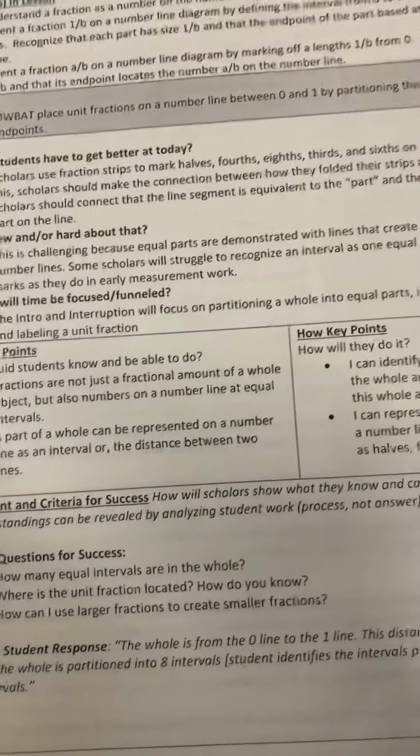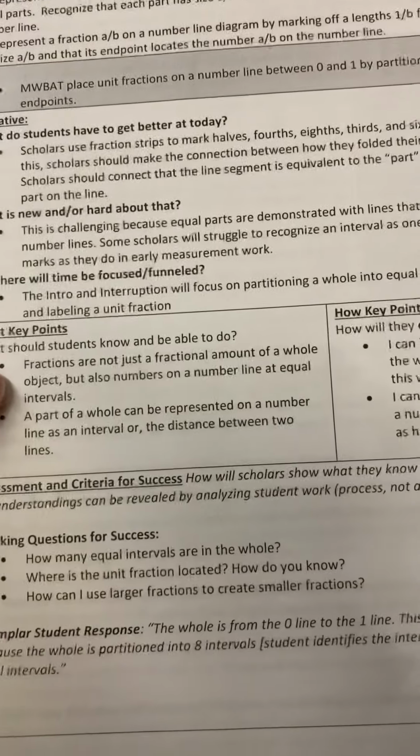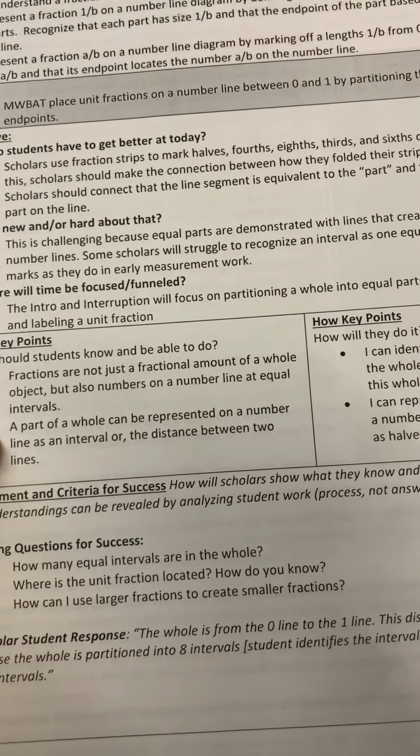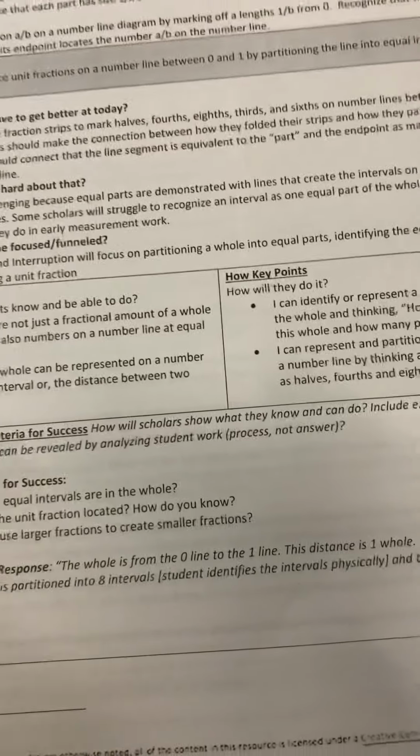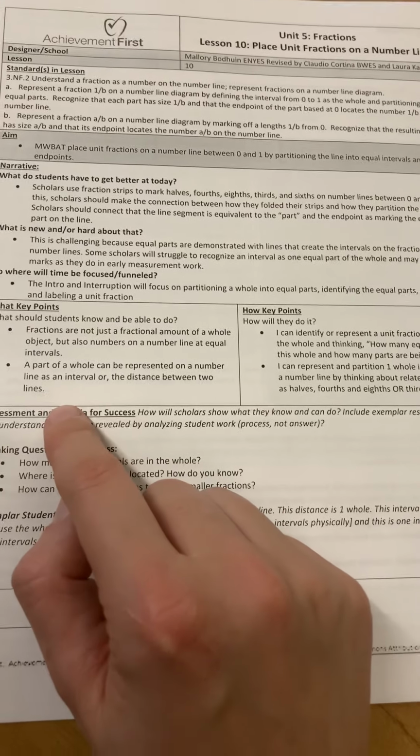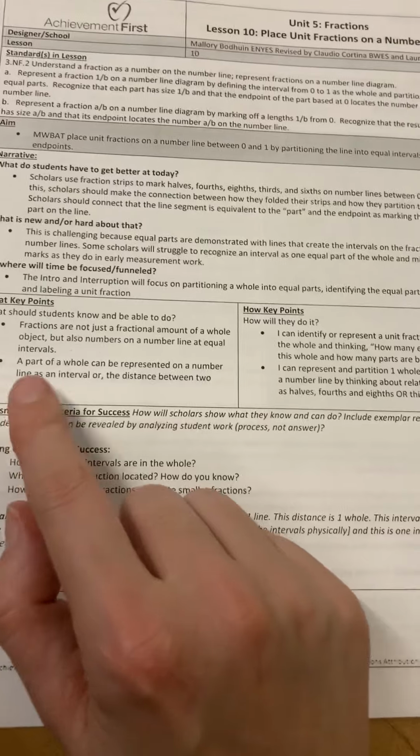Yeah, just number lines. So fractions are not just a fractional amount of a whole object, but also numbers on a number line with equal intervals. A part of a whole can be represented on a number line as an interval, or the distance between two lines. So today, fractions can be represented on a number line by identifying the whole, by identifying the distance between two lines that the fraction represents.